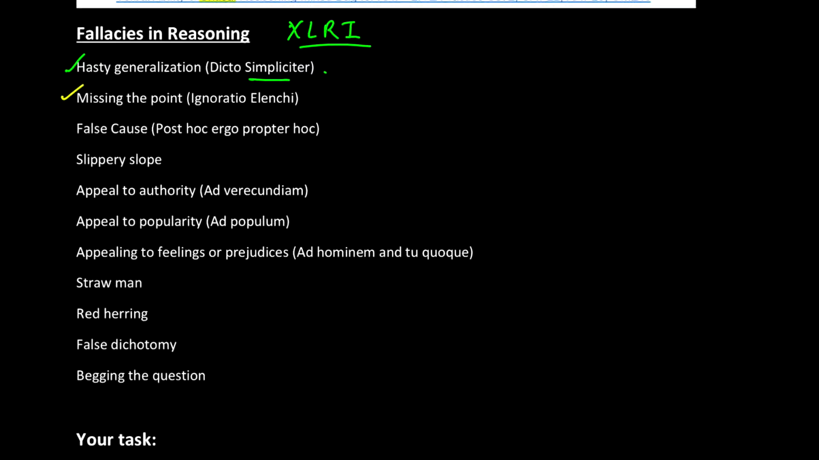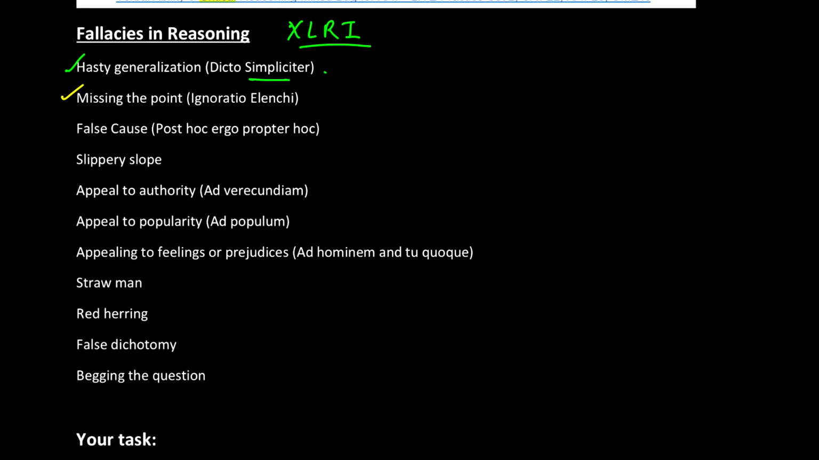Let's check the next one, which is missing the point, called ignoratio elenchi. Now, ignore means this is a lack of attention. Because of lack of attention, there are certain words which you miss or you feel are not important and you rush through them. So the premise of an argument might be important, and you might miss out on that, and you draw a conclusion on something else only.